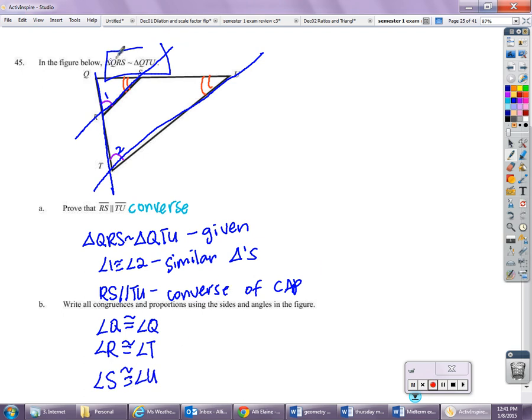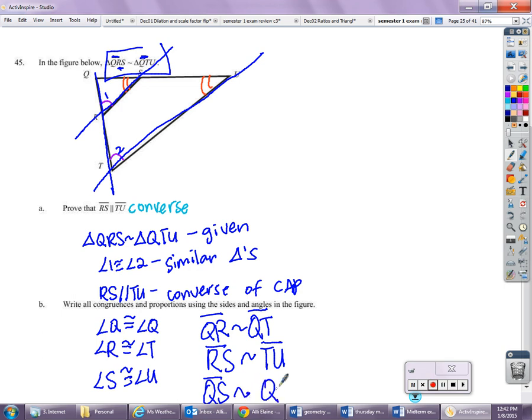All right, proportions. QR is proportional to QT. Sides. So sides aren't congruent, they're proportional. What else? I know that RS is proportional to TU. And QS is proportional to QU.